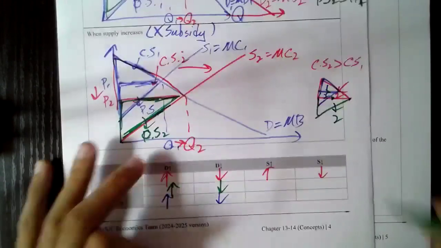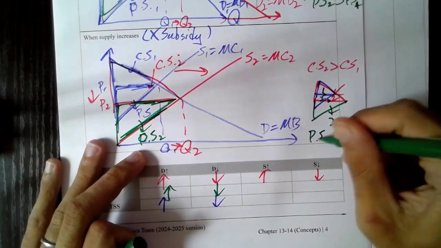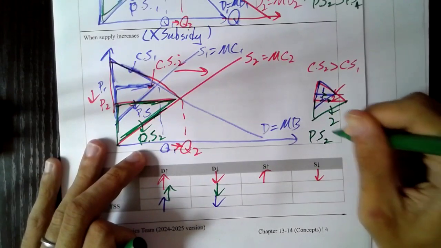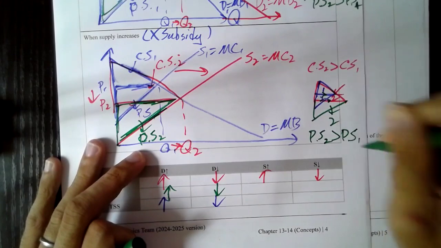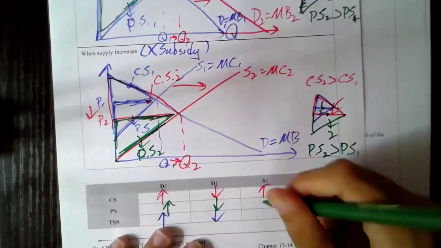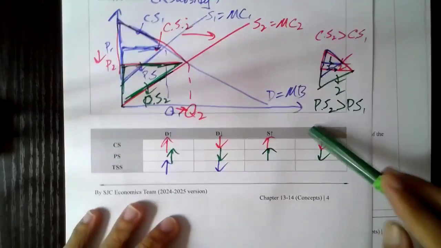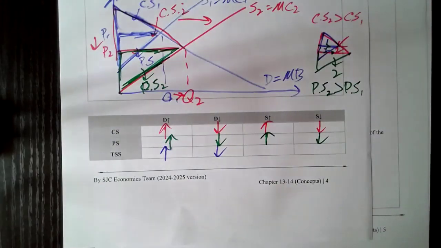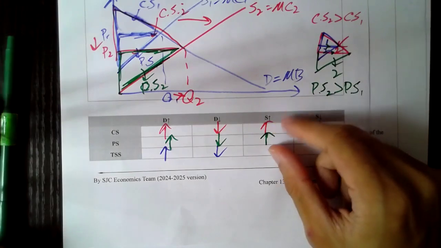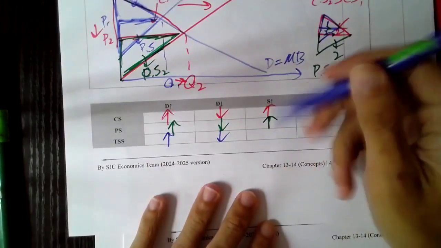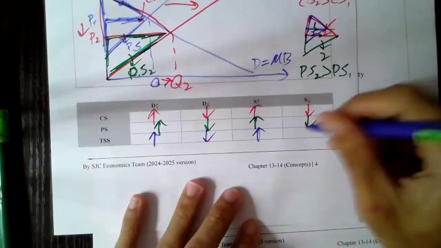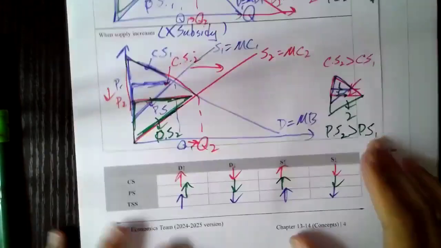How do I know? By the virtue that they are parallel. You see similar triangle. So what happened is that you will find that the second producer surplus is also larger than the first producer surplus. So here, increase, and of course this one decrease. 又係啦 without the intervention of the government, both consumer surplus and producer surplus increase, leading to here increase and decrease.